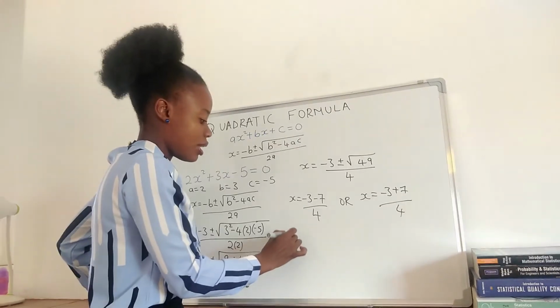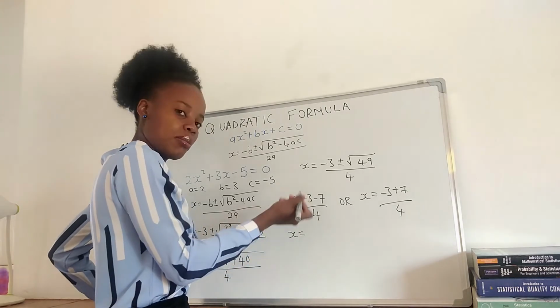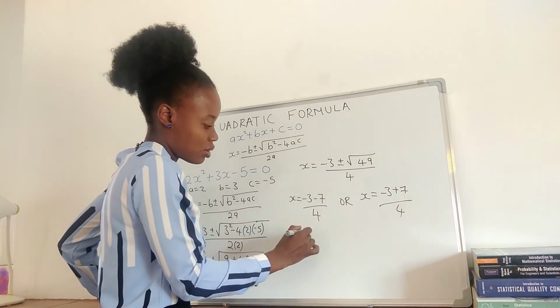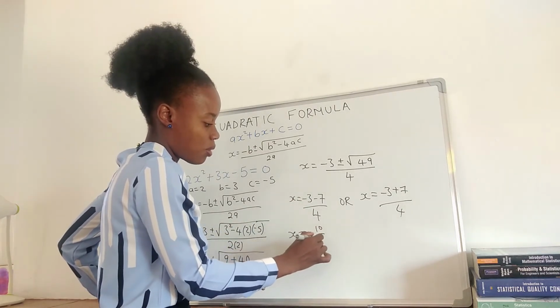Okay, then here x is equal to negative 3 minus 7, which is negative 10. So you have negative 10 over 4.